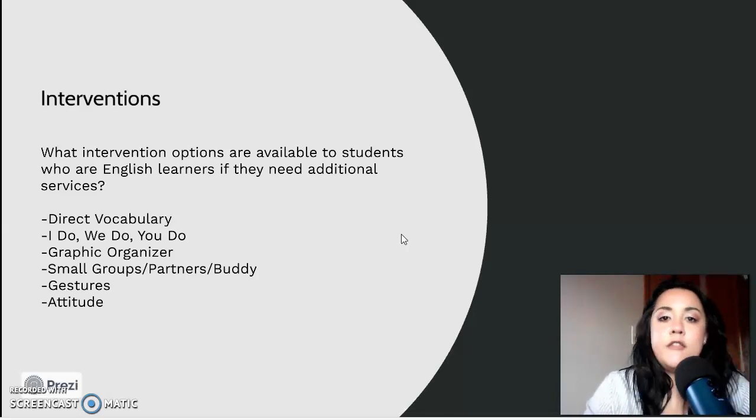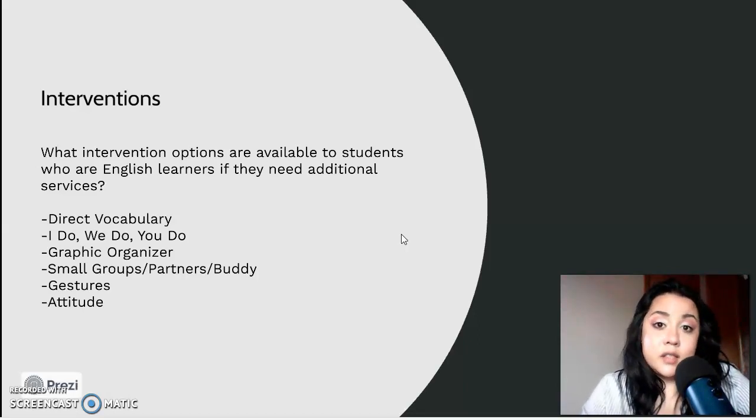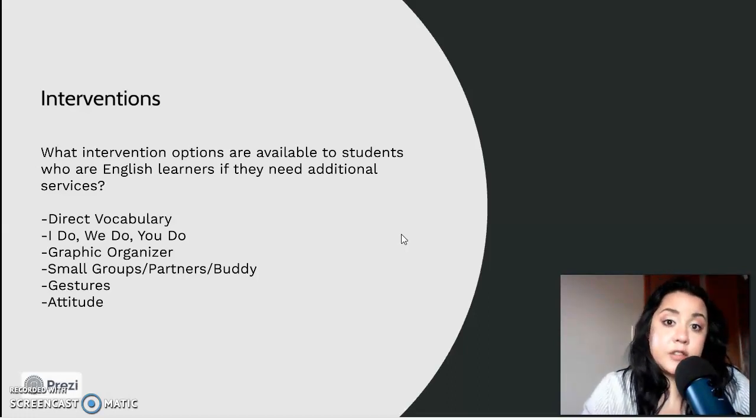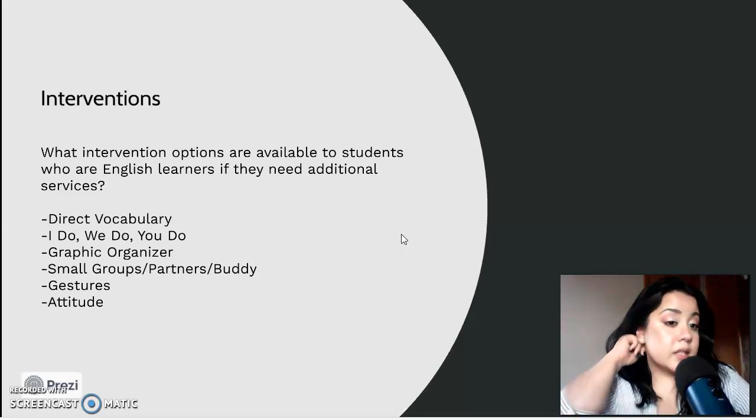For instance, fire drills. These are very important to make sure that ELL students, as well as all other students, are educated and understanding of vocabulary. So giving direct vocabulary for many things, especially important things for ELL students.